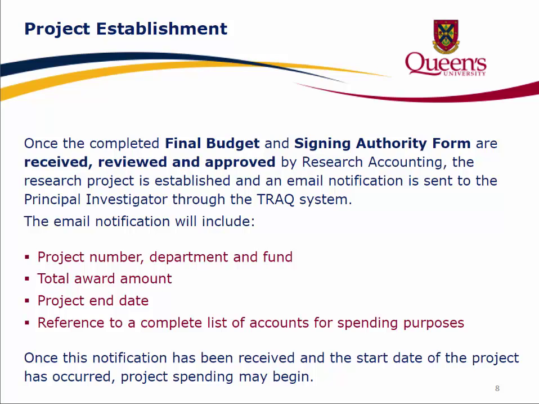Details provided in the email notification will include the project number, department, and fund, the total award amount, the project end date, and a complete list of accounts which can be referenced to determine the appropriate chart field for spending purposes. Once the principal investigator receives the notification and the start date of the project has occurred, project spending may begin.